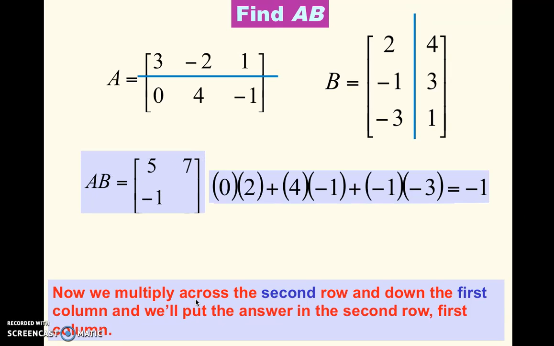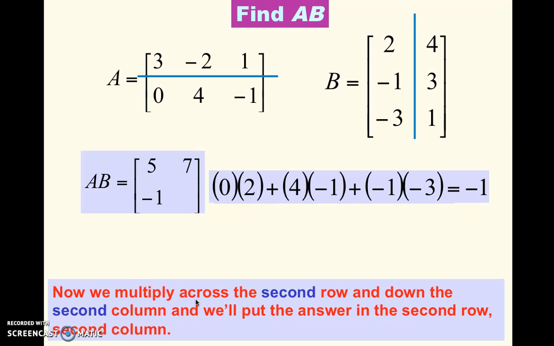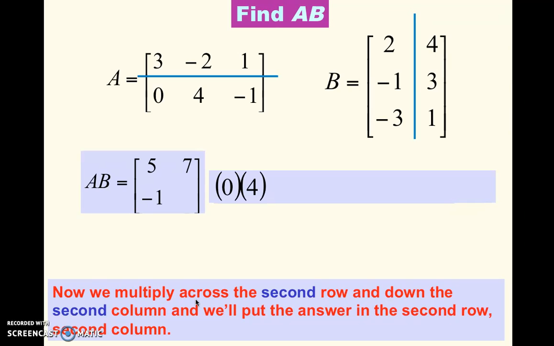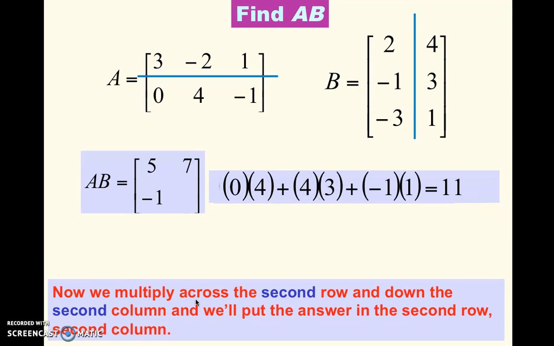Now we're going to simply multiply across the second row and down the second column, and we'll put the answer in the second row, second column, the only remaining spot left. So we start off with 0 times 4, we add that to 4 times 3, which we add to negative 1 times 1. That will give us 11. So 11 is our last element that goes into our answer matrix. So the product of A and B becomes 5, 7, negative 1, and 11.